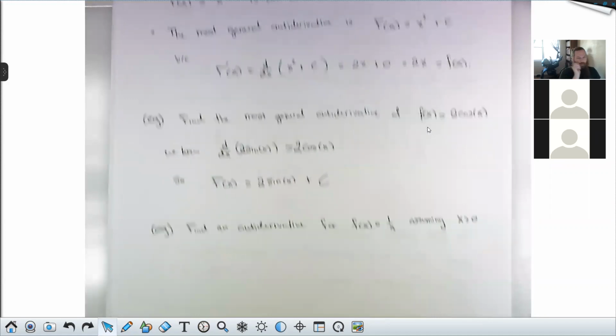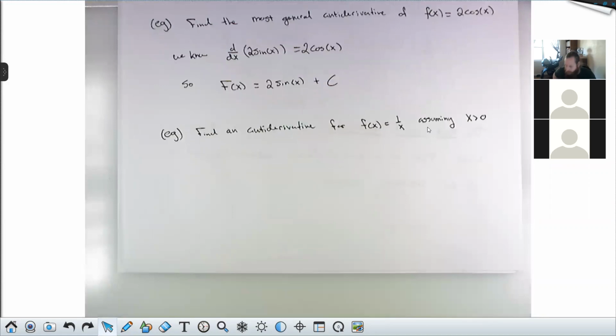Okay, so I'd like to find an antiderivative for the function 1 over x, assuming that x is positive. And I want you to think about the assumption for a minute. Why that's important.